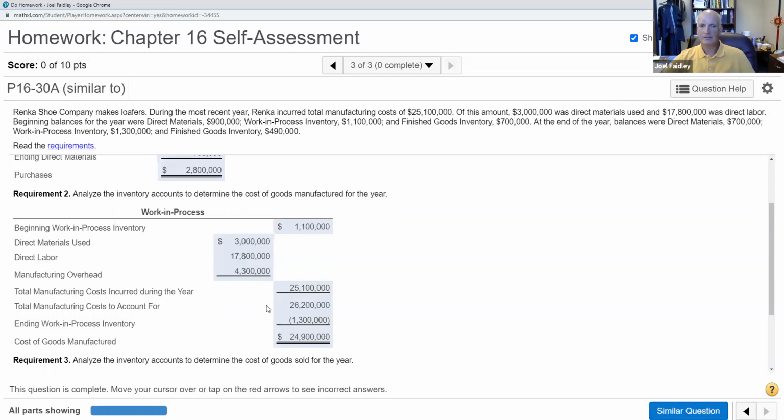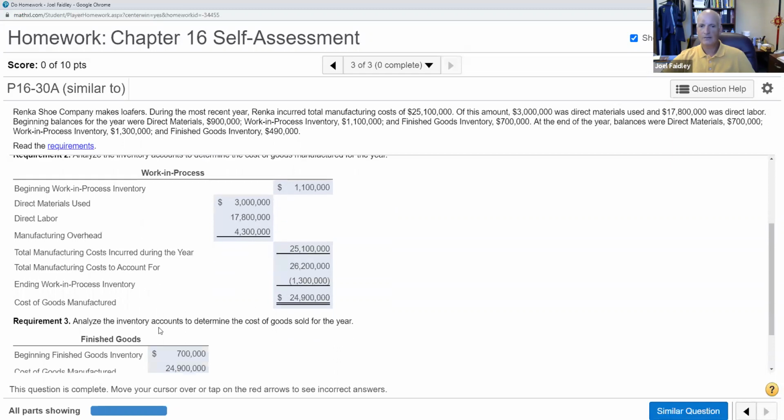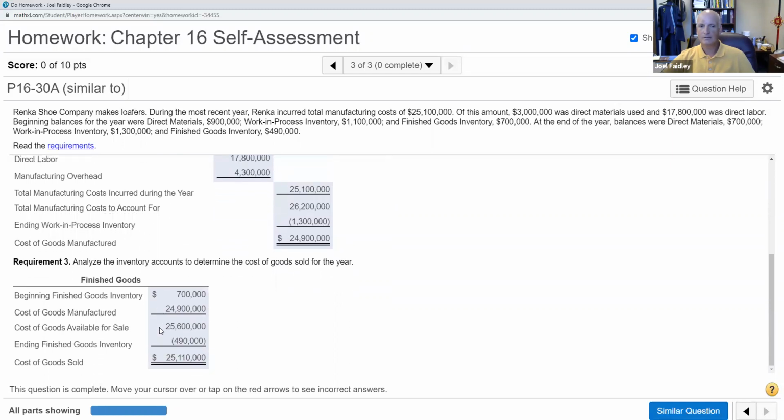And so that says goods available, manufacturing costs available, 26.2 million. My ending work in process says goods manufactured, 24.9 million. And then my finished goods, 700 plus 24.9. All right, that's the self-assessment. That's an introduction to managerial accounting. And so we're getting to chapter 17 and 18, going to be a little bit more involved in looking at how do we handle this thing called overhead.